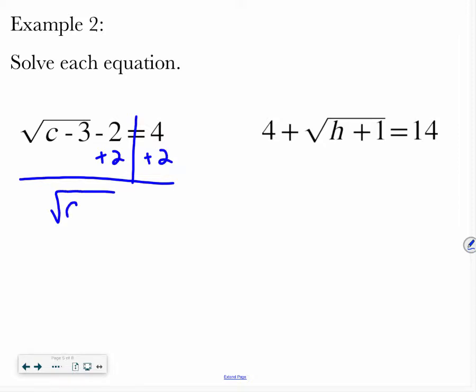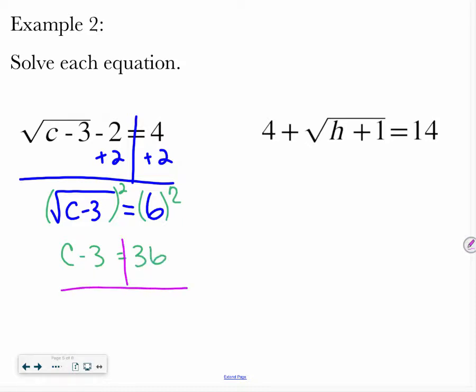So now I have the square root of c minus 3 equals 6. If I want to undo that square root, I need to square both sides. So I'm left with c minus 3 equals 36.